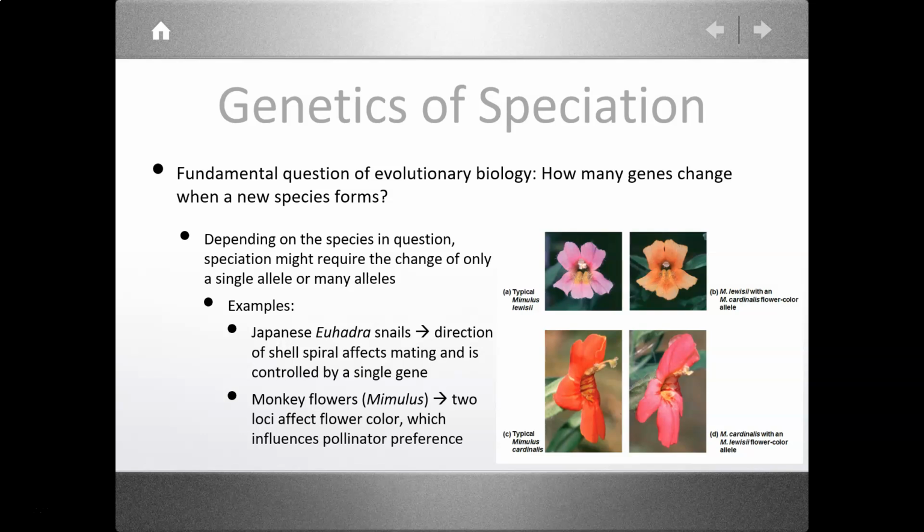If you take a look at just these examples, in some organisms, one directional change in the spiraling of their shell affects the way that they mate, and that's all controlled by this single gene. In another organism, two loci affect flower color that influences their pollination preference, and so that's what it took. In other organisms, it may take many, many genetic changes, and so it really drives the question of you need to study those individual species in the way that they evolved to really answer this question on a case by case basis.